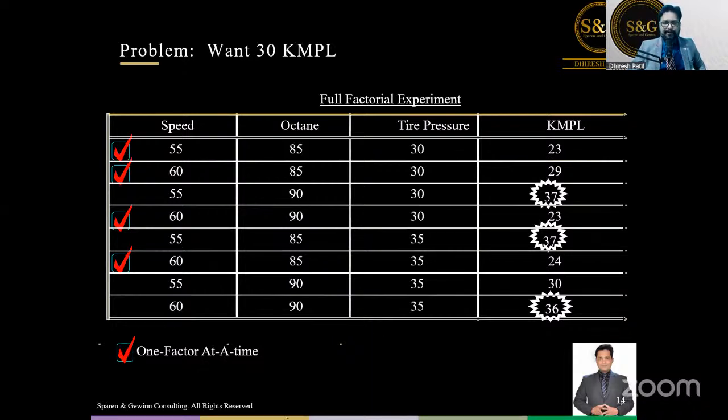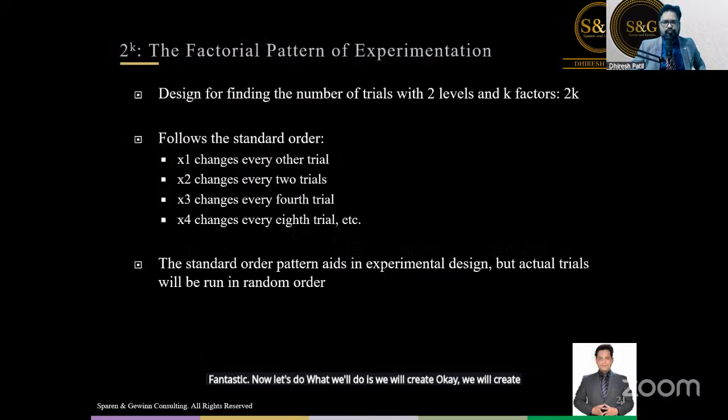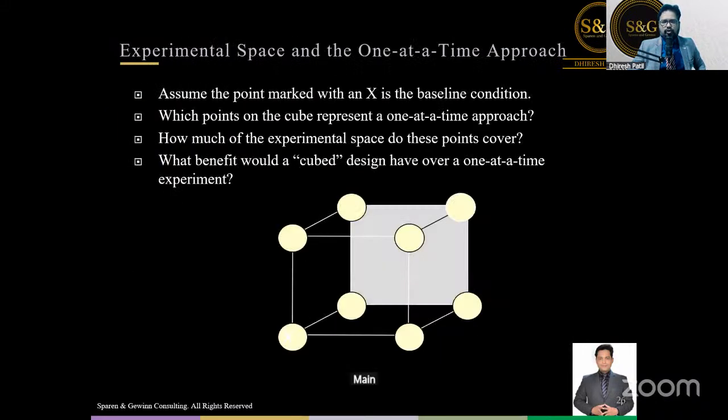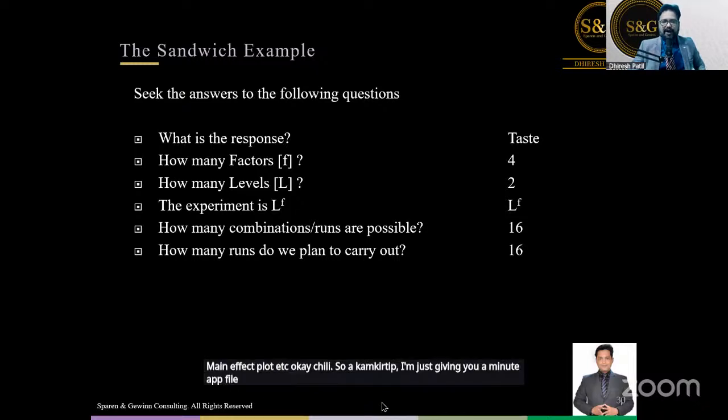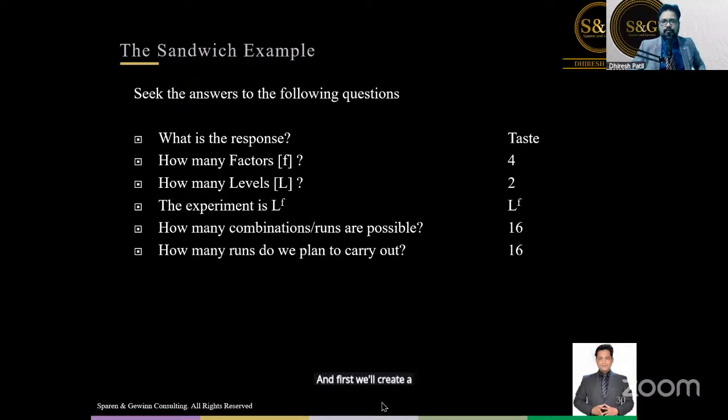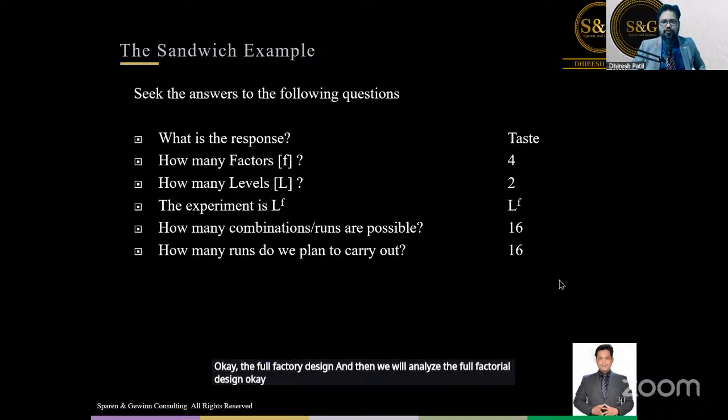Now what we'll do is, we will create, let me see what else is in this, main effect plot etc. Okay, let's go. So let's do one thing, I'm just giving you a Minitab file. Just download that Minitab file, and first we'll create the full factorial design, and then we will analyze the full factorial design. Super. So I'm just giving you this file. The name of the file is sandwich.